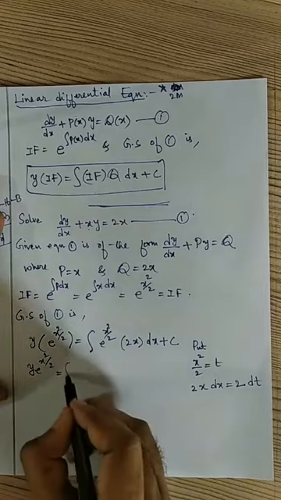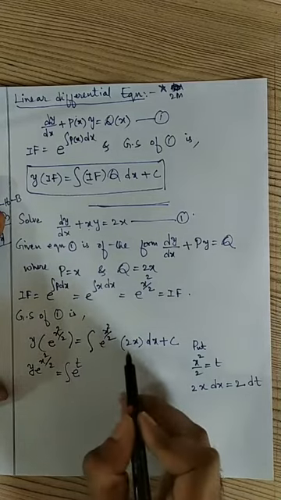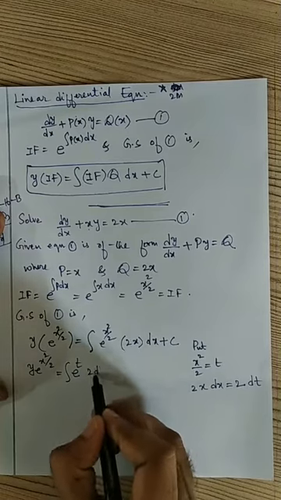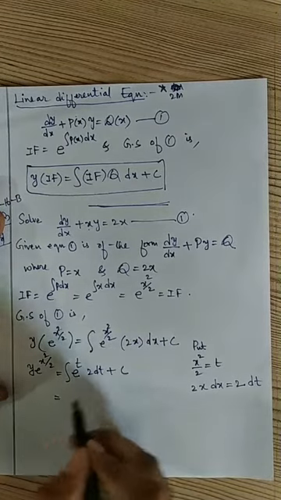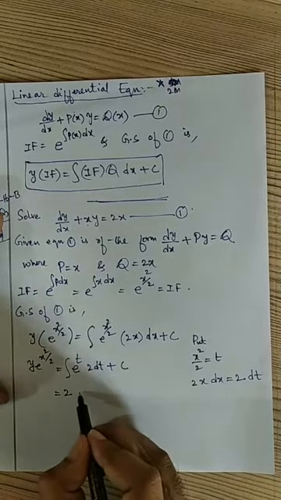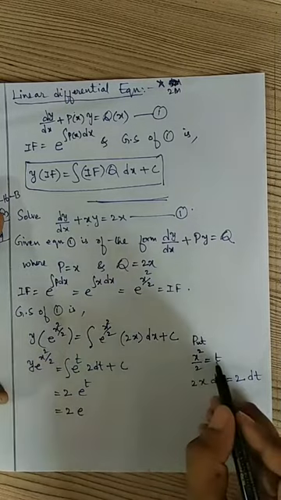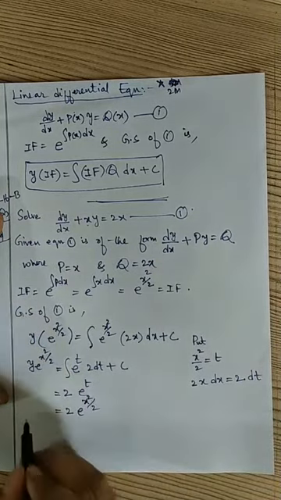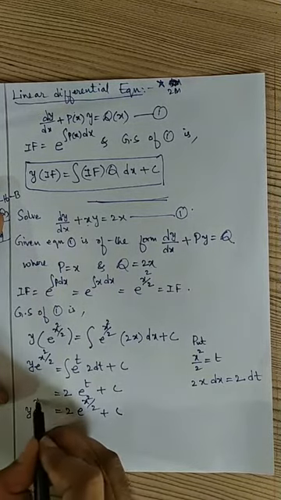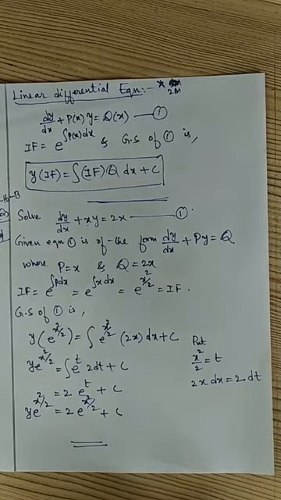So integration e power x square by 2 can be replaced with t, and 2x dx can be replaced with 2 dt plus c. Now 2 can be written outside, remaining is e power t. Integration of e power t is e power t only, which is equal to 2 into e power, what is t now? x square by 2. On the left hand side, plus c will be there. This is the required general solution of the given linear differential equation.